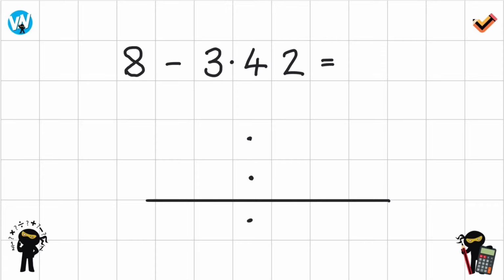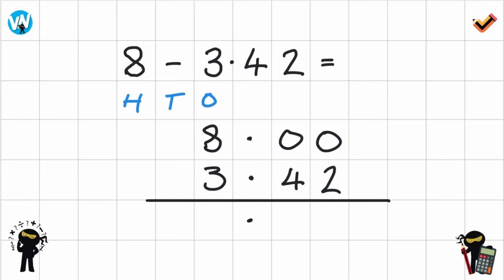Decimal, decimal, decimal. If we want to think about place value, we've got our 1s, we've got our 10s, our 100s. 8 is clearly a 1. So we've got 8, and then we've got 3.42. Very simple. We've got our placeholder zeros now, and now we can solve the problem. Very, very simple. So 0 take away 2, we can't do that.